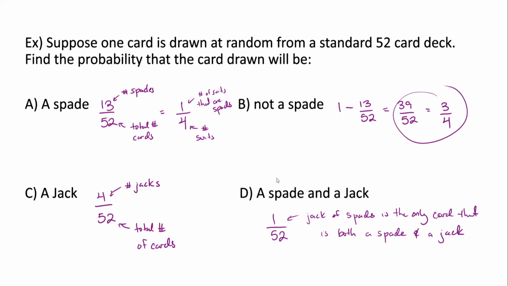a spade but not a jack, it's not good enough. If we have a card that's a jack but not a spade, that's also not good enough. Both things need to happen in order for it to work.